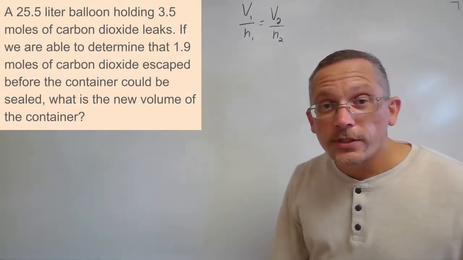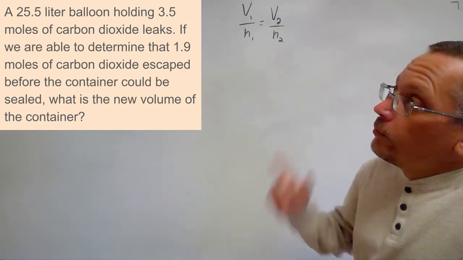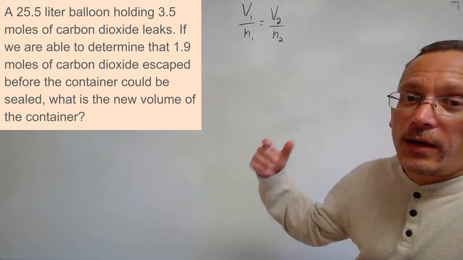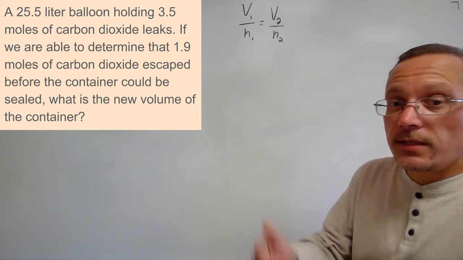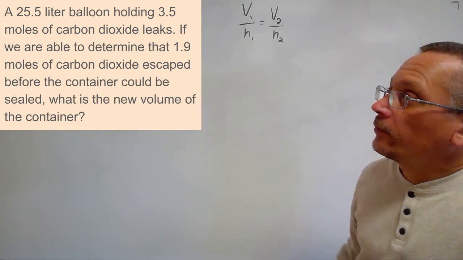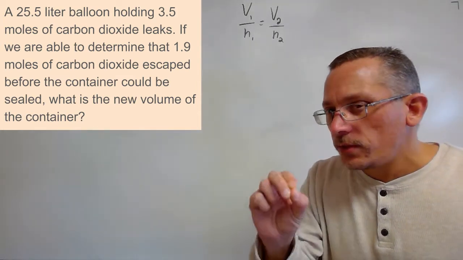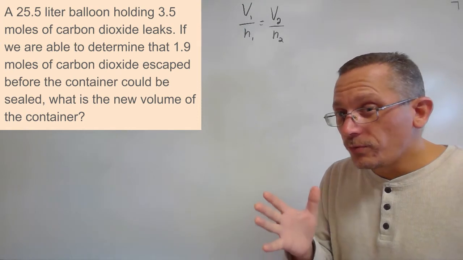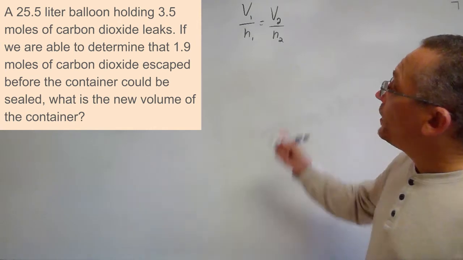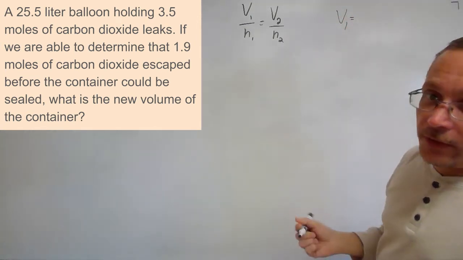Okay, here's a problem first to take a look at. It says a 25.5 liter balloon holding 3.5 moles of carbon dioxide leaks. If we're able to determine that 1.9 moles of carbon dioxide escaped before the container could be sealed, what's the new volume of the container? Okay, so here's one of our Avogadro's law problems. This one's got a little twist. It's got a little trick that you won't see in most problems, but it's really not that big of a trick. You'll see.